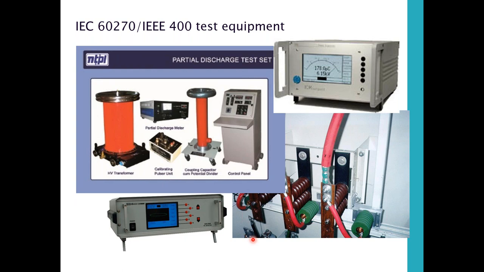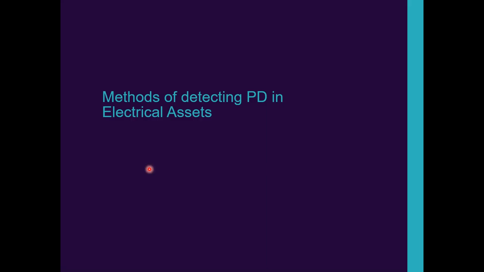Some examples of the IEC and IEEE online test. You have capacitive couplers that connect up. You've got a voltage source. You've got a high voltage transformer, meters. You've got a calibration unit and coupling capacitors. And we'll look at these and see how they get connected and what the test results give you. But this is just some of the equipment that's going to be used for the offline test.